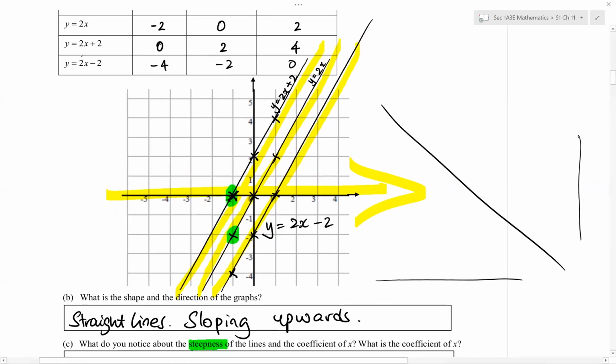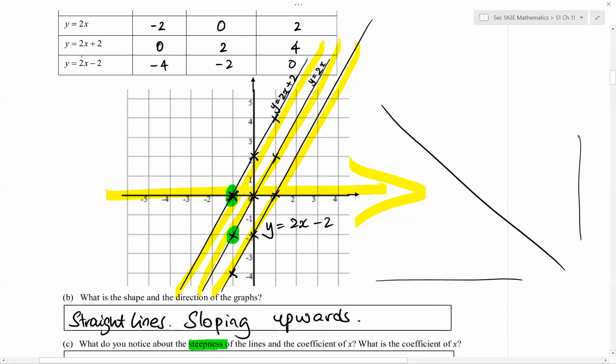What about these three cases? The three yellow lines. Do they have the same steepness? Do they have the same slope? Are they just as difficult to climb as each other? Yes, right. They all have the same slope.